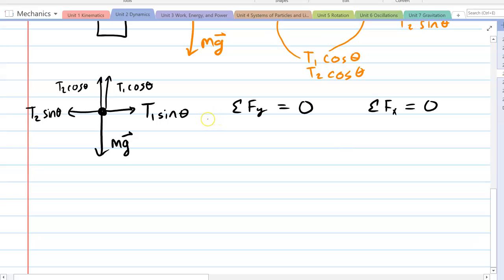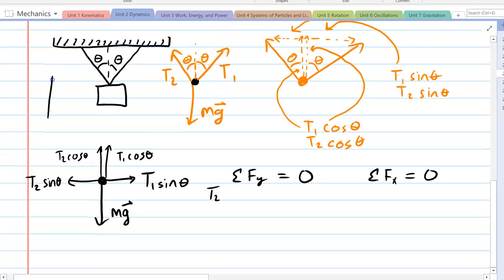So the y, we have T2. I'm going to define first before I actually continue. Upwards is positive and rightwards is positive. So T2, what is this? T2 cosine plus T1 cosine equal, or not equals. Oh, I need to erase this. Minus the weight is equal to 0.